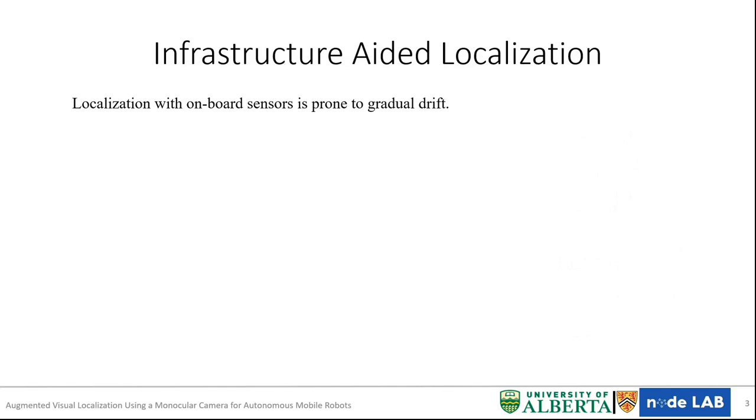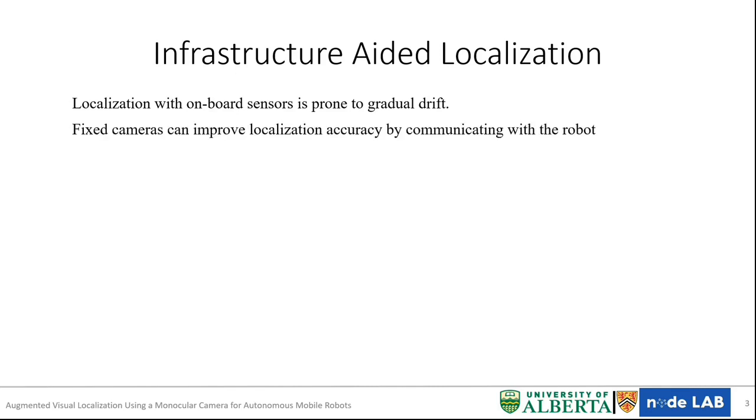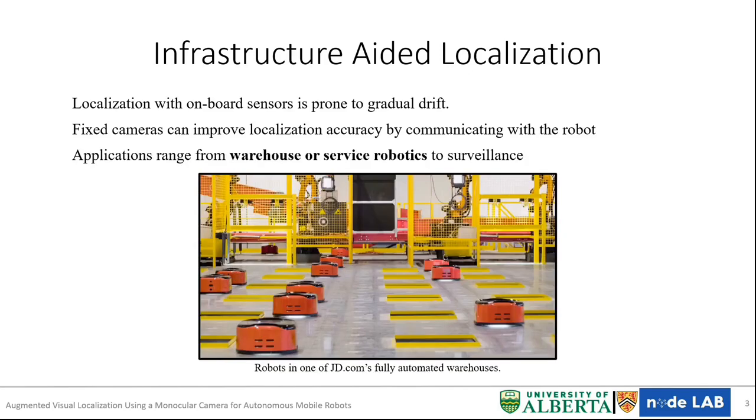Localization with onboard sensors has been well investigated in the SLAM community. But the problem with onboard sensors that move alongside the mobile robot is gradual drift in localization estimations. One way to tackle this problem is by using fixed cameras to localize the robot and communicate the results with the actual mobile robot. This has applications ranging from warehouse or service robotics to surveillance. The picture that you see is from one of JD.com's fully automated warehouses that are using the same technique.